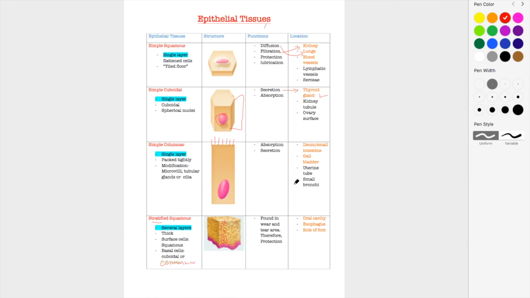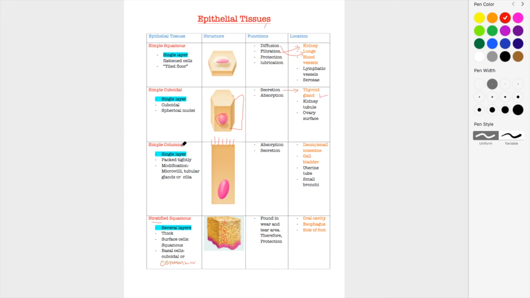First and foremost, if you're talking about simple squamous, it has a single layer. It looks like a flattened tiled floor. Functions are here. These examples and locations are very important: kidney, lungs, blood vessels, 100%. You need to know this. Another is simple cuboidal. These are cubic in shape with spherical nuclei. Function is here. These are present in the thyroid gland. That's one example you can remember. But this is very important.